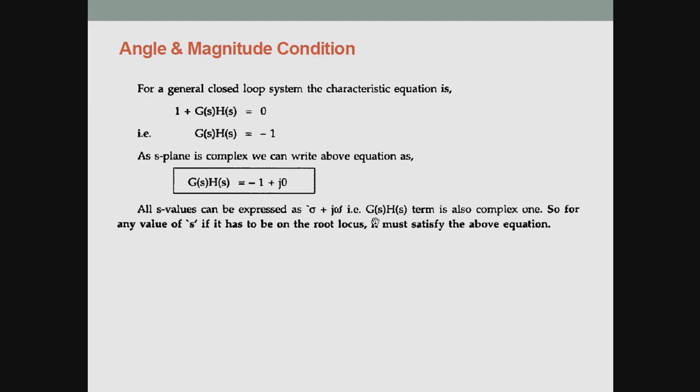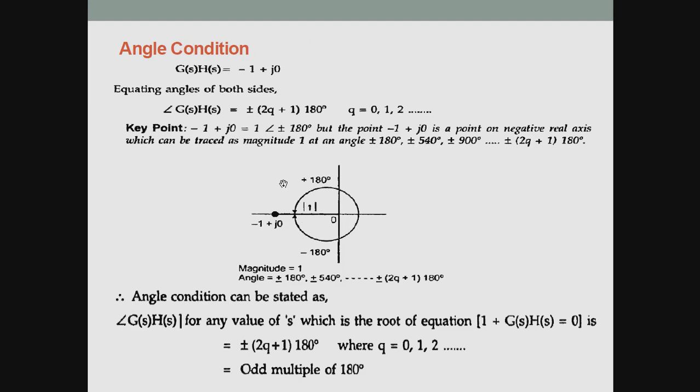So for any value of s, if it has to be on the root locus, it must satisfy this equation. It has to follow this type of equation. Let us try to see the angle condition. G(s) H(s) is equal to minus 1 plus j0.